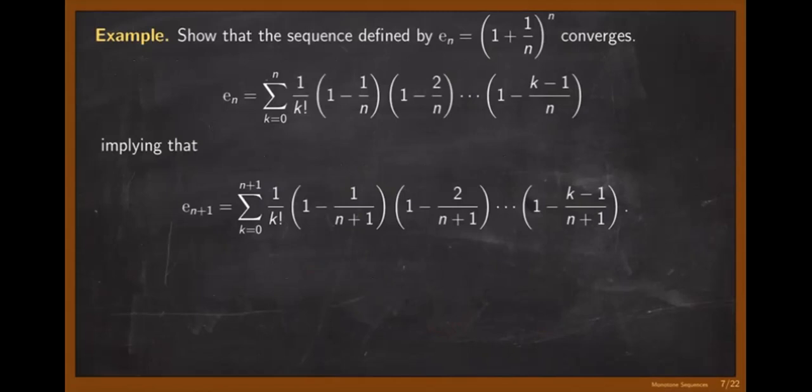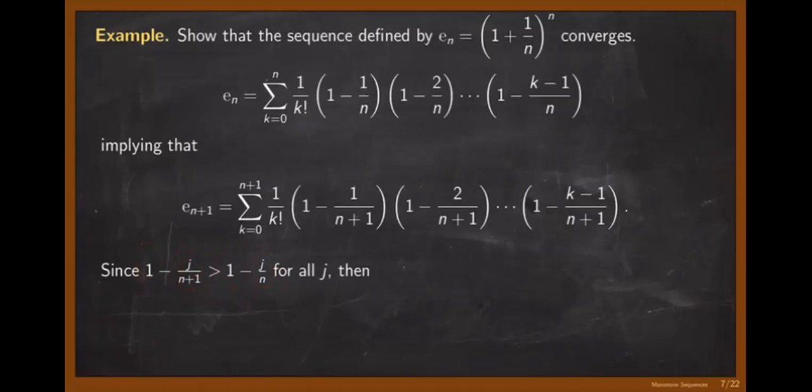Kapag ngayon, pinalitan ko si n ng n plus 1, this is what will happen. So I'm looking at e sub n plus 1. Remember, we're showing that e sub n increases as a sequence. But take note that 1 minus j over n plus 1 is strictly greater than 1 minus j over n. You know why? Kasi yung j over n plus 1 is smaller than j over n because it has a bigger denominator. So the result, when you subtract it from 1, kung ito is smaller, should be bigger.